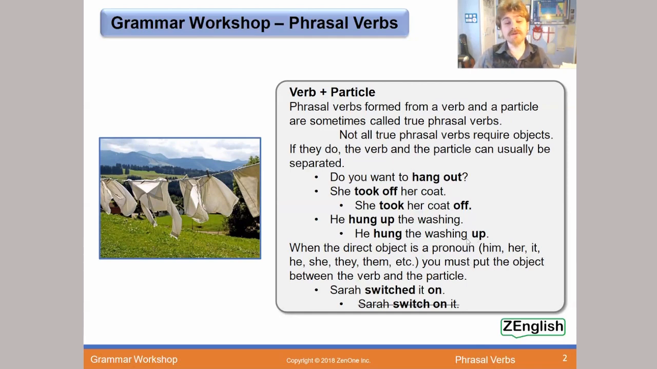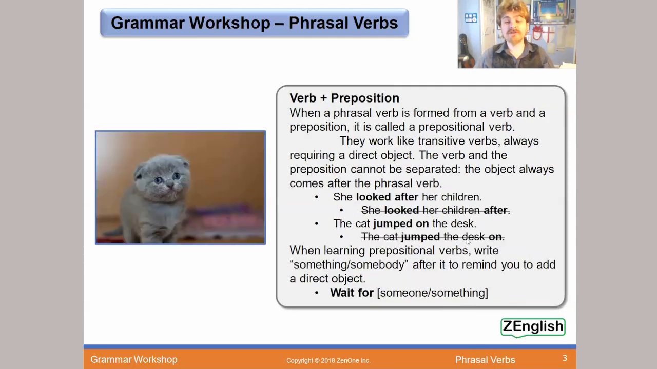All right, let's move on and we'll go to what's often called a prepositional verb. It's a phrasal verb that is formed from a verb and a preposition. And these look very, very similar. They work like transitive verbs, and these always require a direct object. So the verb and the preposition cannot be separated. The object always comes after the phrasal verb.